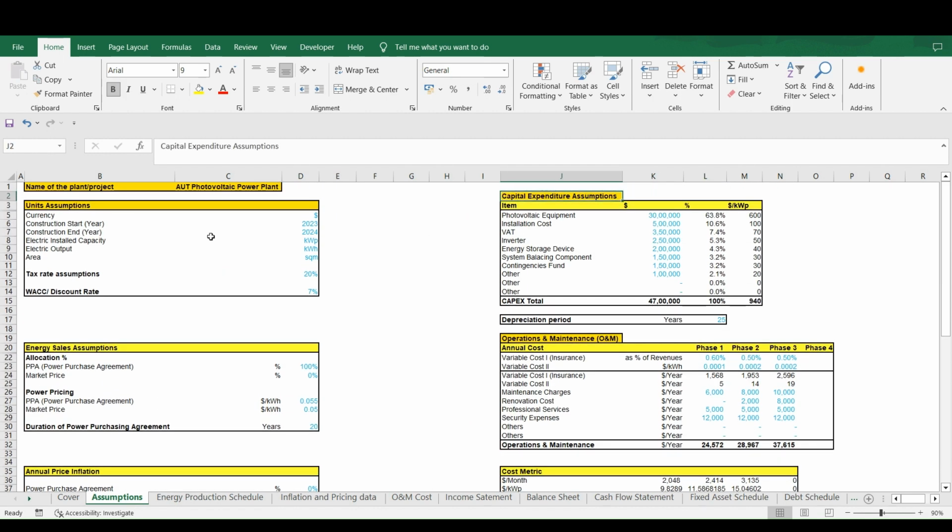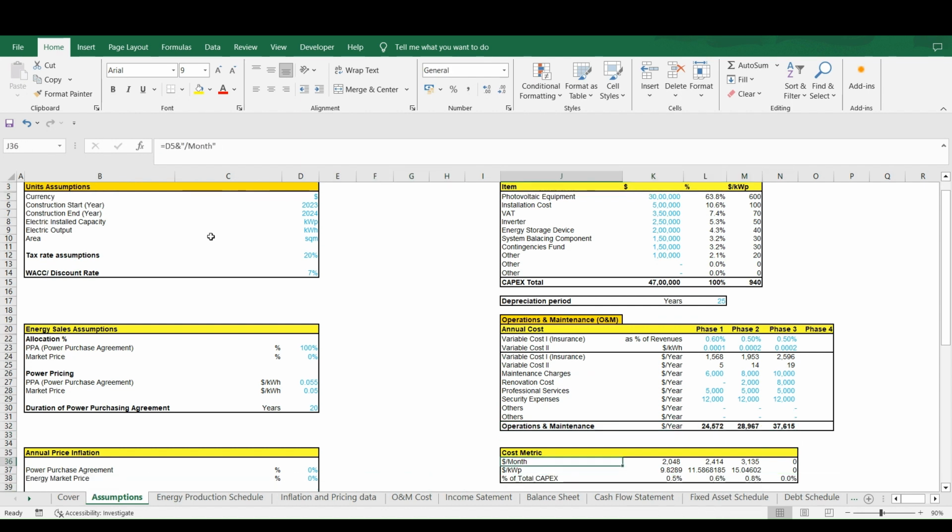Next, we have assumptions related to the capital expenditure. These are the items that we normally assume in a solar power plant to be in the place of capital expenditure, like photovoltaic equipment, installation cost, VAT, inverter, energy storage device, system balancing, component contingency funds, and others. You can completely add to this list and customize it according to your own needs. So here is the depreciation period for the equipment. Then you have operating and maintenance cost: variable cost such as insurance, some other variable cost, maintenance charges, renovation cost, professional services cost, security expenses, and all. So these are operating and maintenance costs over the phases.